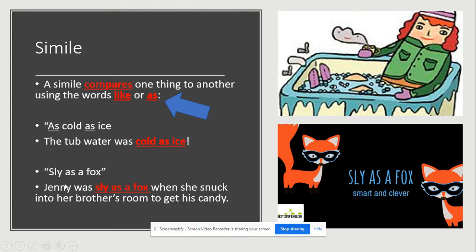The second example, Jenny was sly as a fox when she snuck into her brother's room to get his candy. So a fox is a very smart and clever animal. Therefore, they're also described as sly. So Jenny was sly as a fox, or she was smart and clever when she snuck into her brother's room to get the candy. So in that last column for similes, you will pick one of these examples to write in.